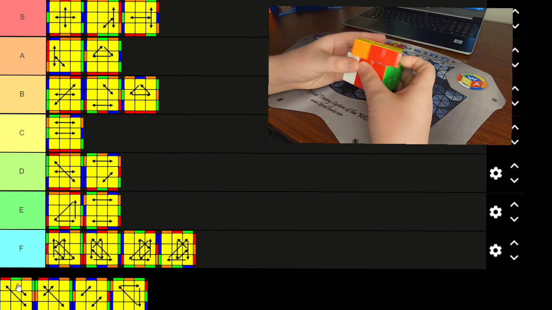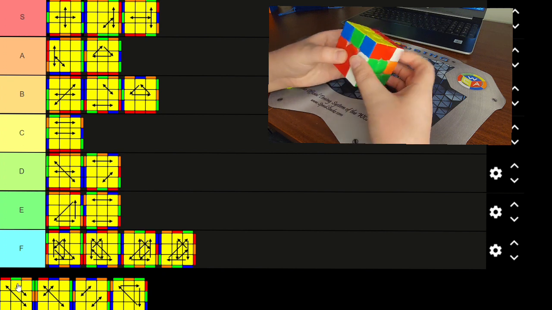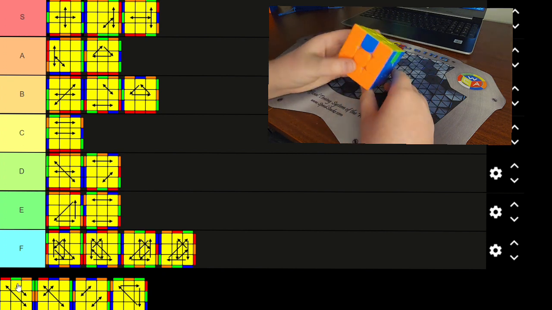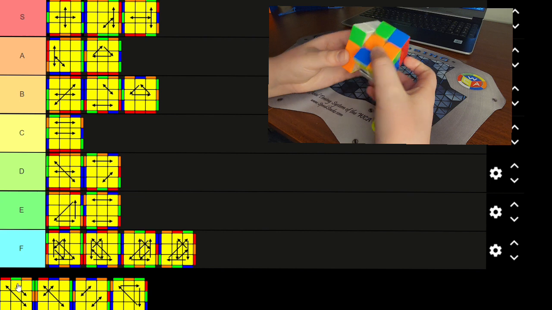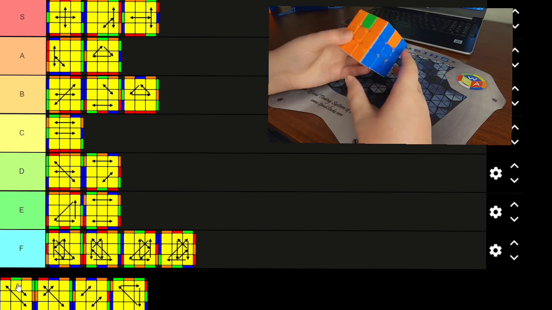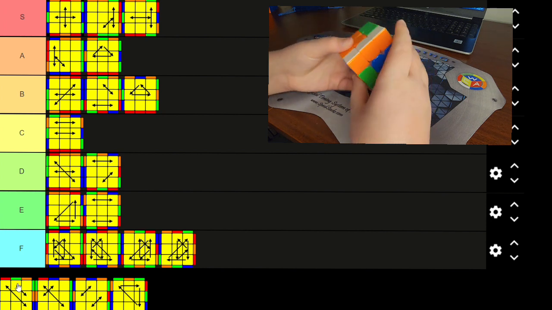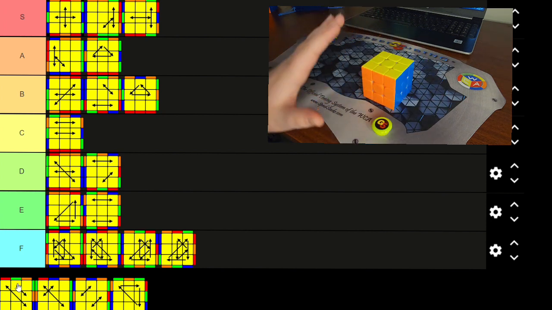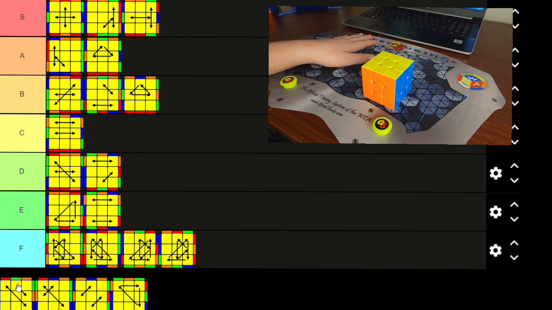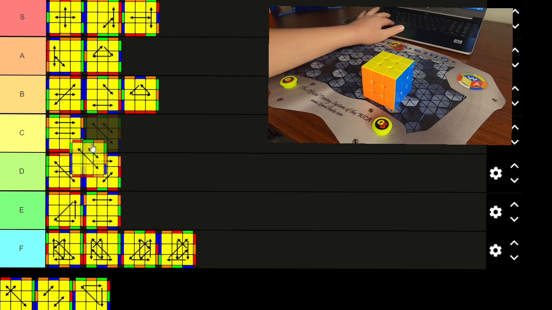So I would put the headlights on the side, I would do it again, and then I would end up with this. And I would do this other algorithm, which is a UB perm, and then I would have this, and I would have to do it again. And I hated that so much. So when I finally learned this algorithm, I was so relieved. It's not that hard to learn, but oh my gosh, I hated having to do all those algorithms. So because I hated doing all the algorithms, it gets C tier.